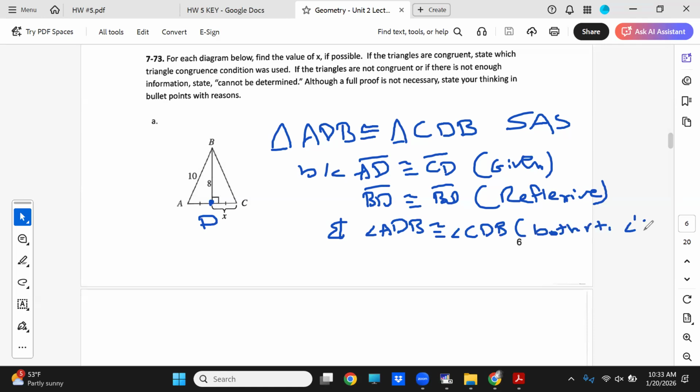So without actually doing a formal proof, you can explain to me using some logic, right? Actually, if you want to put a formal proof, it's not that bad. Step 1, AD is congruent to CD. Step 2, BD is reflexive. Step 3, right angles congruent. And then step 4, SAS. So we're totally fine. So in this case, I know that's 10. And that's kind of a CPCTC thing.